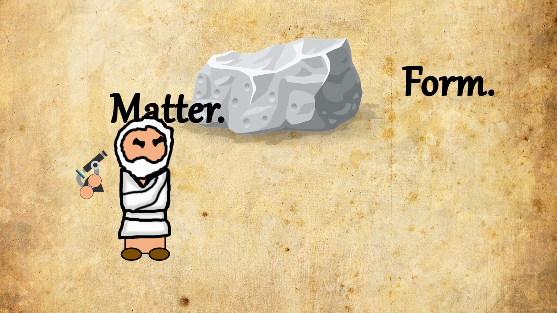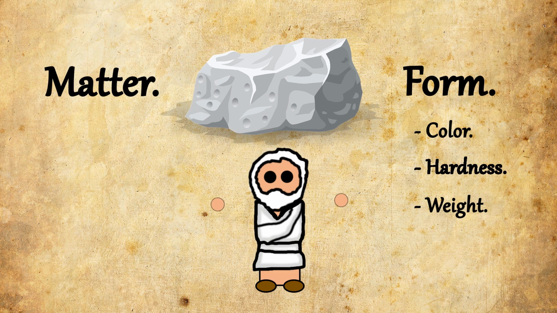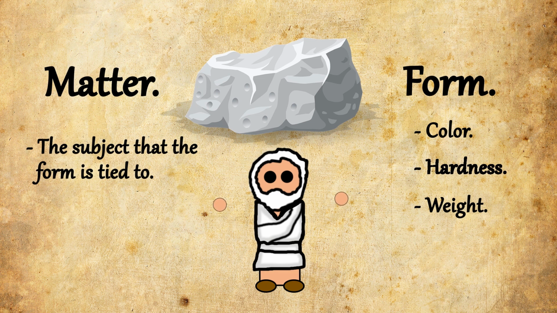Let's take a white rock as an example. The rock is white, hard and heavy by virtue of its form, and the rock also consists of matter that serves as a subject that the form is tied to. Matter and form cannot be separated from each other, since it would be meaningless to speak of the properties of a subject without an actual subject to be tied to. It's like if you would try to gather a bucket of red, sharp or heavy. You just can't do it.